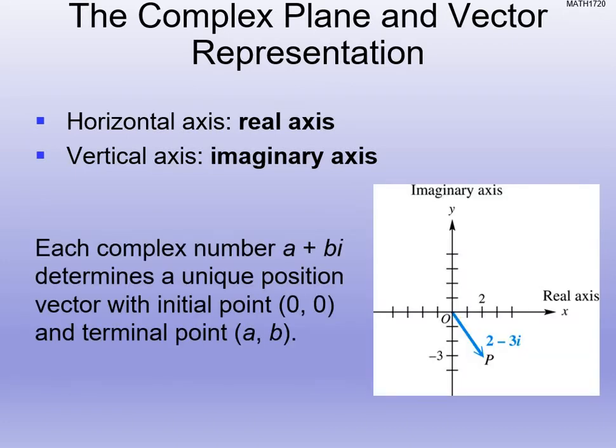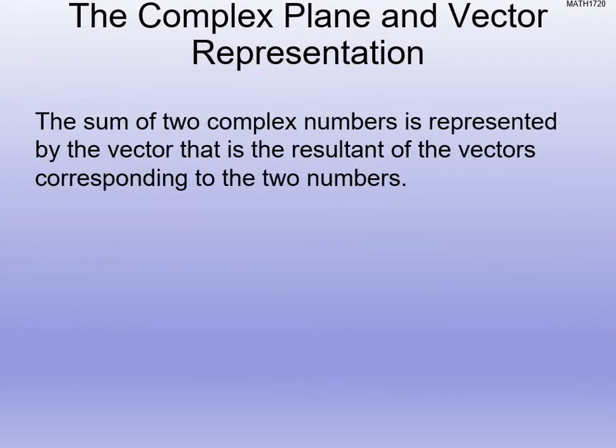So if we take a look at this example here, we have 2 minus 3i. So we go 2 to the right, that's in the real axis, and minus 3 in the imaginary axis, so we go down 3. So our complex number would look like this vector that's shown here on the example. 2 minus 3i would get graphed into the fourth quadrant. So just keeping in mind, horizontal axis is the real axis, vertical axis is the imaginary axis.